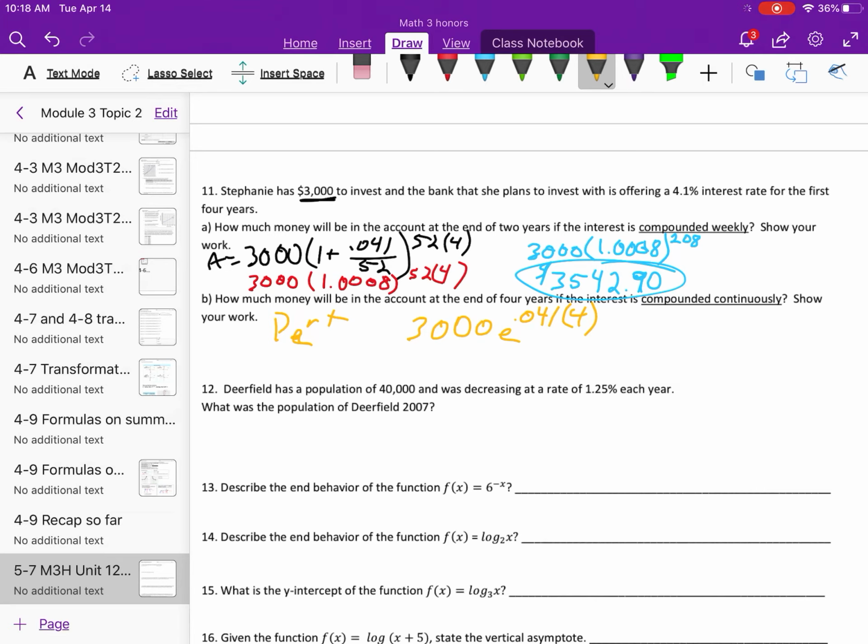And now when we typed it, I would type all this in the calculator. I wouldn't do this in pieces. You can though. Don't force yourself to do it all together. If you want to multiply the 0.041 times 4, go ahead and do that. But I'm just going to type it all in. So we got 3,000, and then E, or exponential, raised to the 0.041 times 4.